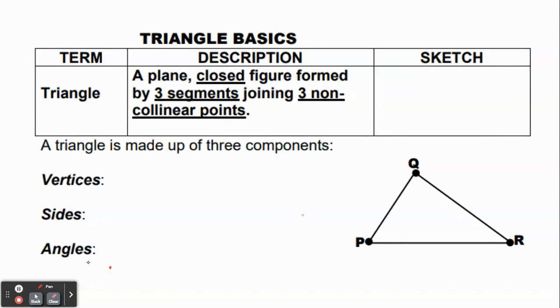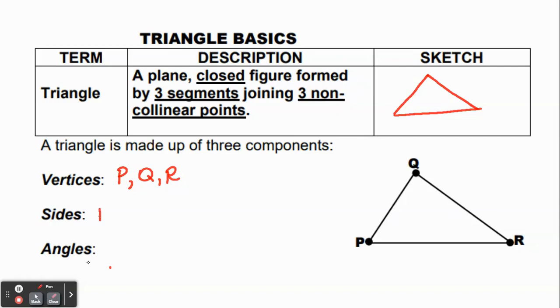Now you can see the term triangle is a plane closed figure formed by three segments joining three non-collinear points. Most of us are familiar with what a triangle might look like, with three line segments being connected. And this triangle is made up of three components: the vertices, which in the picture at the bottom would be P, Q, and R. Those are the points or the corners of each of the sides of the triangle.